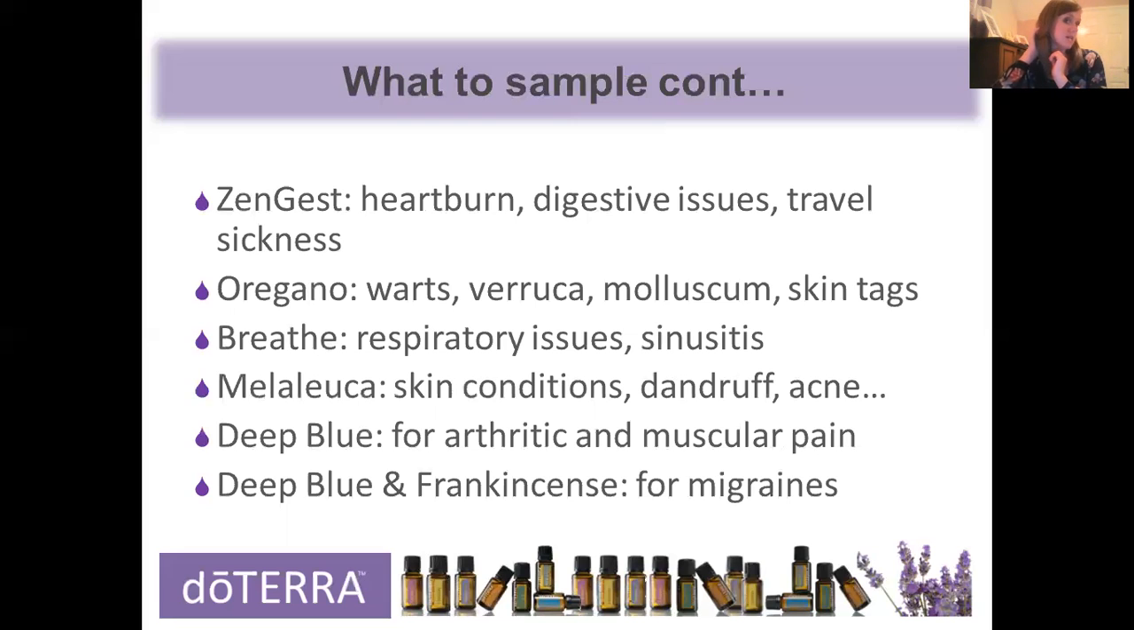And then travel sickness as well. That's a good one to take for that, and to put it on before you go on the boat or the plane or whatever. And then also you can reapply it when you're on the transport that's making you sick.